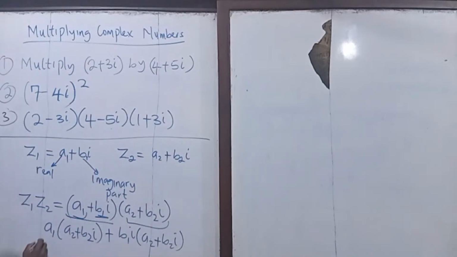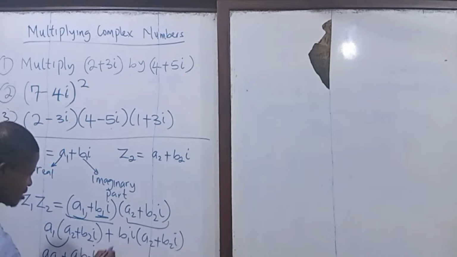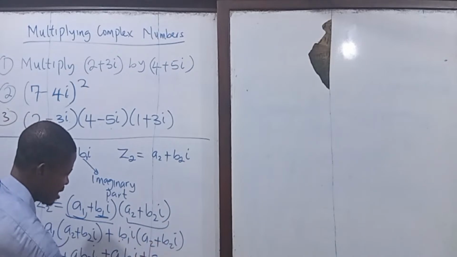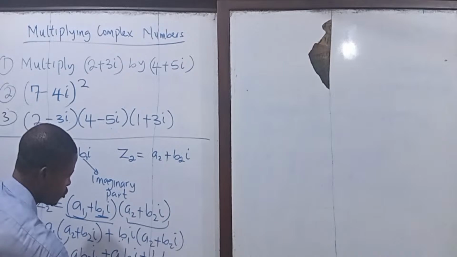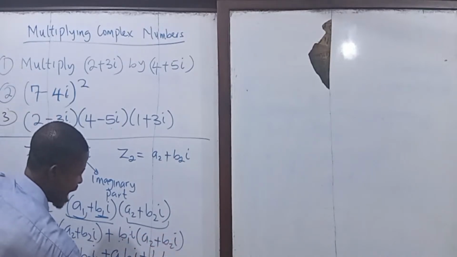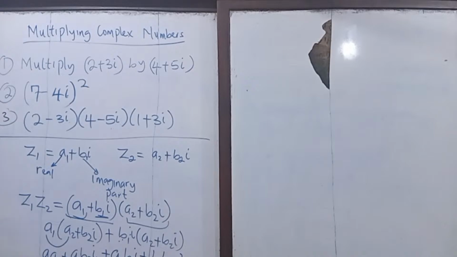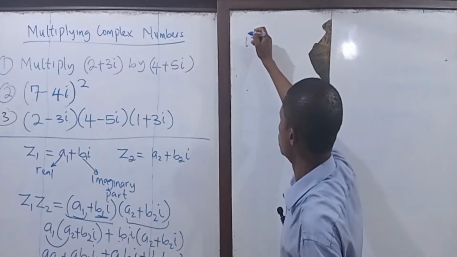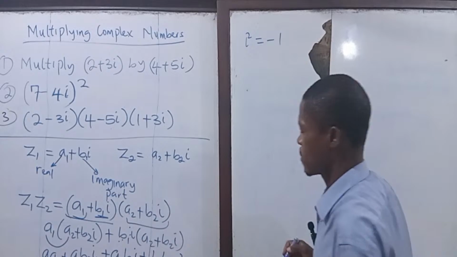And this will be equal to what? This one times this one will be a1a2. This one times this one will be plus a1b2i. Then plus this one times this one, that will be a2b1i. And finally, b1 times b2 is b1b2, and i times i will be i squared. So on the final note, you can quickly say: note, i squared is minus 1.